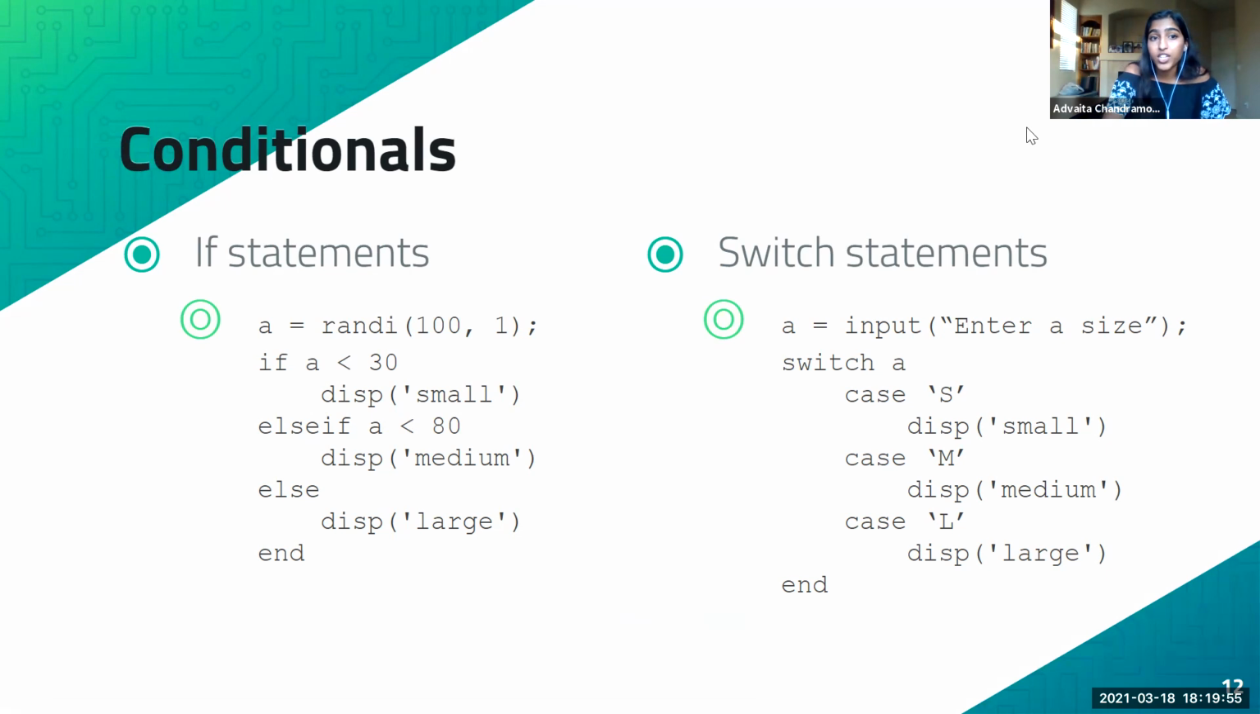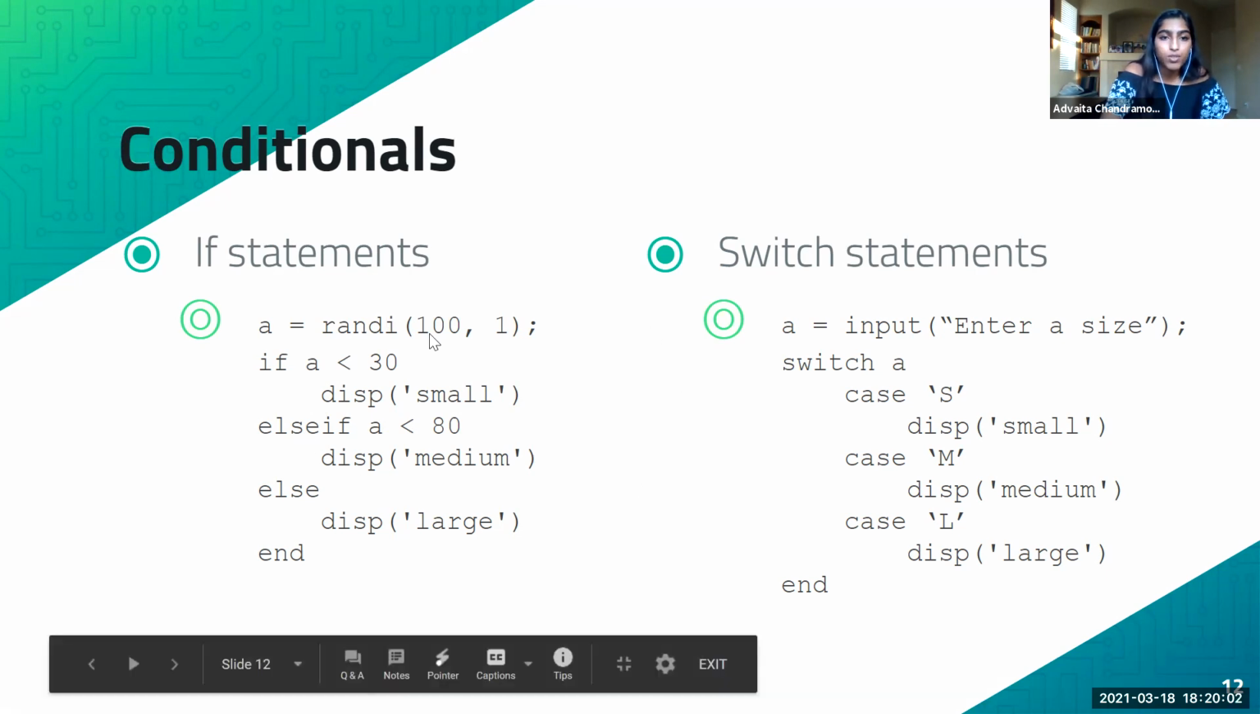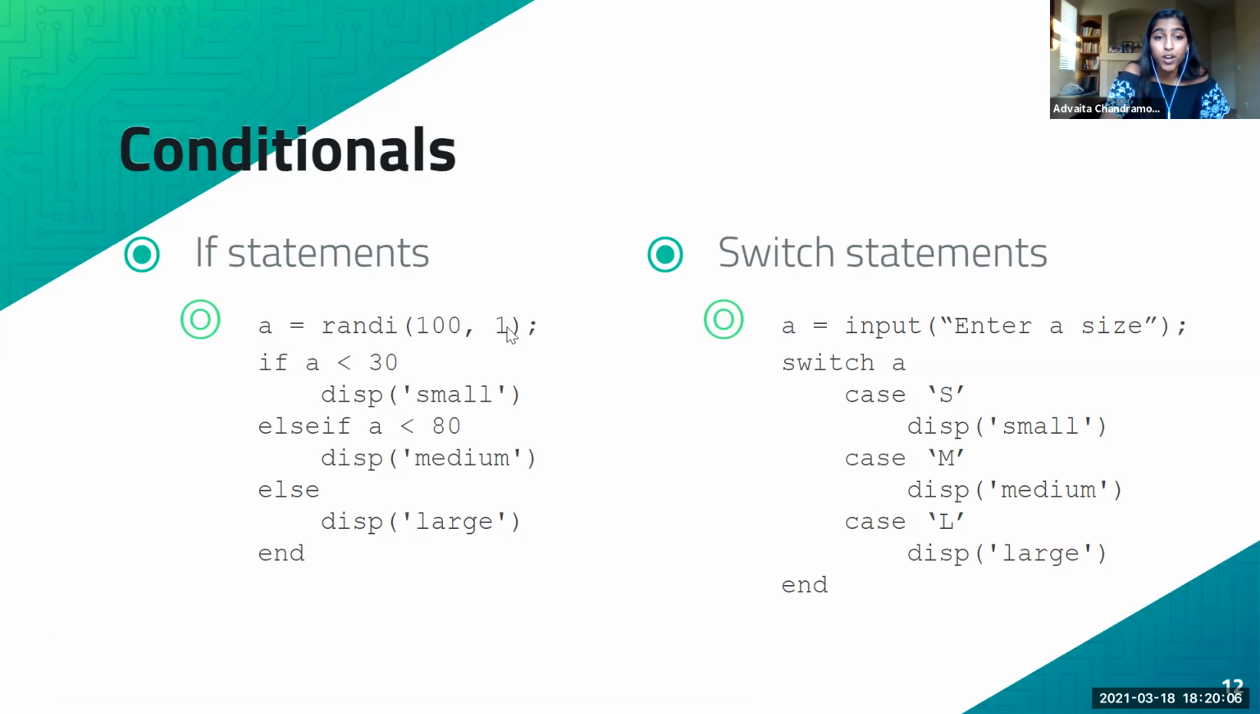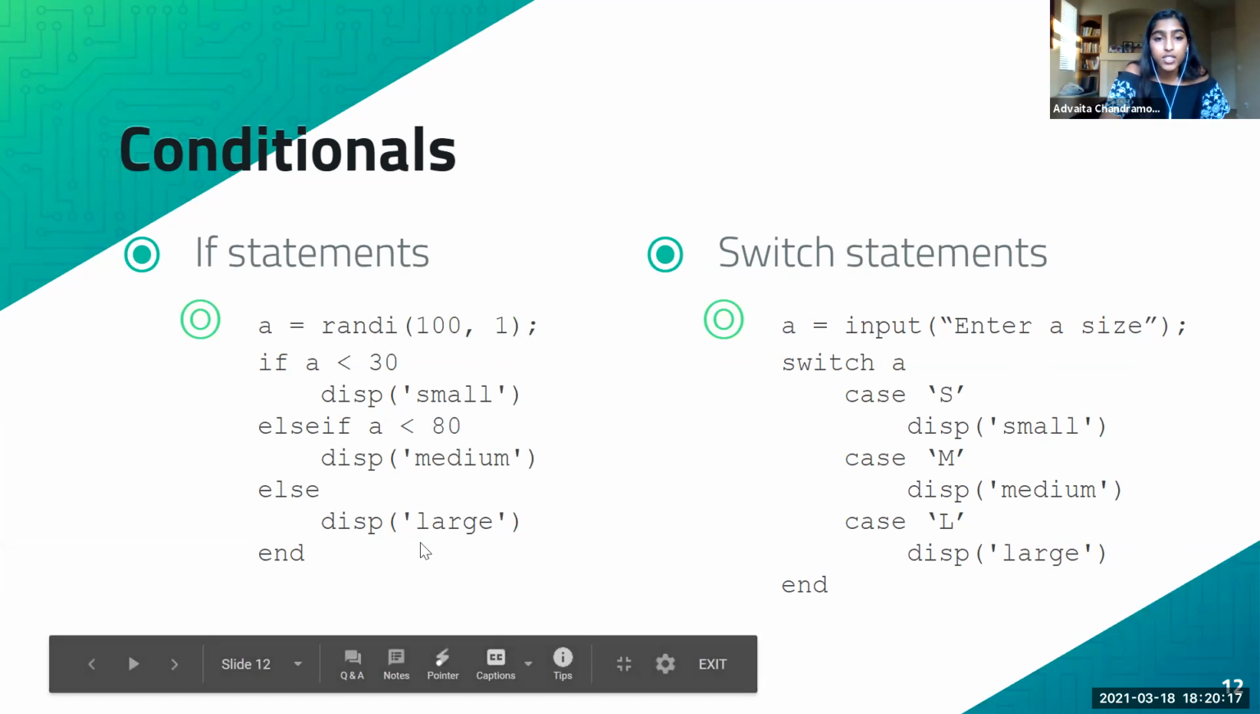There's another type of conditional called a switch statement, which is just an if statement, but a little easier to read sometimes. I explained what an if statement is, but you can kind of see it here. I'm generating a random integer from 1 to 100, and depending on what the integer is, I'm just displaying a word. So that's the if statements, and we're going like else if it's this or else it's this. And that's just the format.